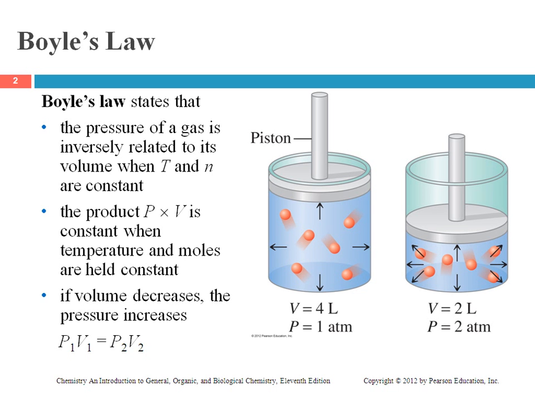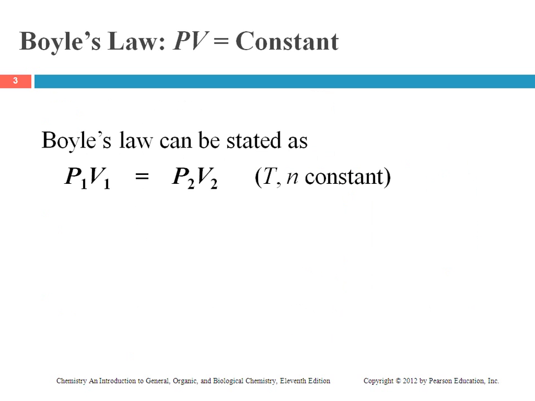If you look at this example here, we have a volume of 4 liters. If we halve this volume to 2 liters, then the pressure is going to double. So they have an inverse relationship. Remember that pressure is force per area. There's more force being exerted on this second container because the gas molecules are striking the container harder and faster, with more force, when the volume is decreased. So Boyle's law can be stated as P1V1 equals P2V2 if temperature and n, the number of moles, are held constant.